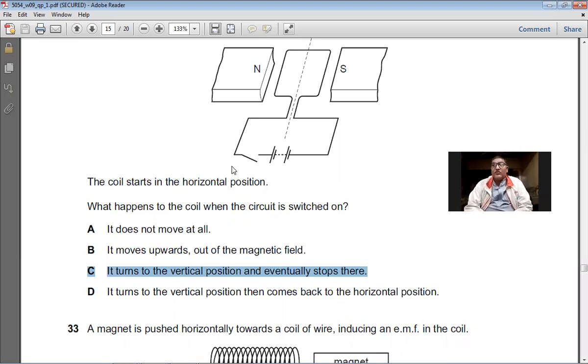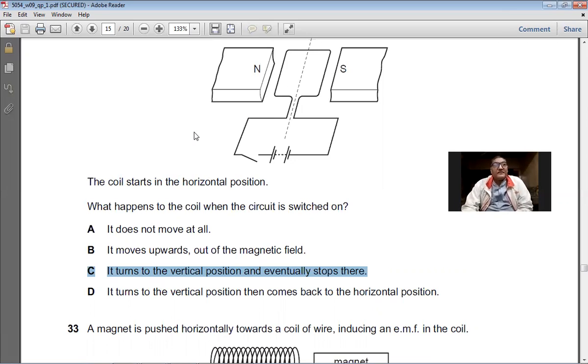Yes, that's true. When the coil becomes vertical, it will be stuck there. It cannot go further in the next phase, and neither can it go back. That's why we use the commutator.